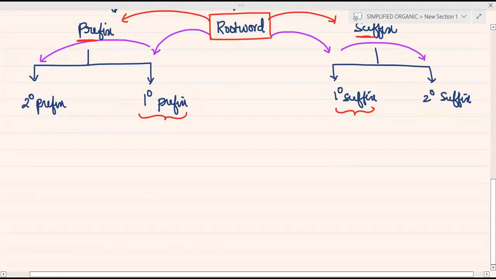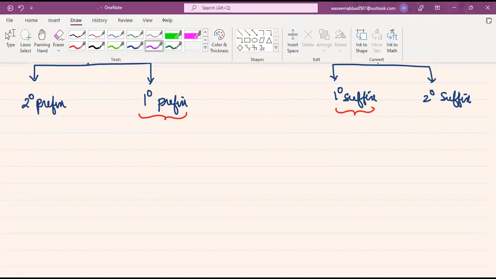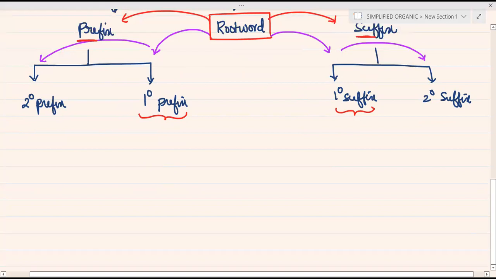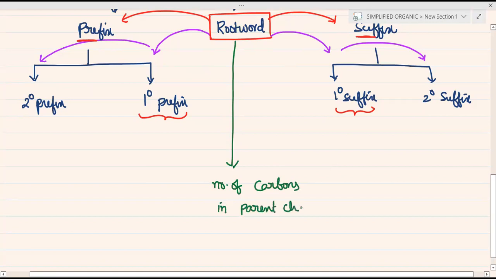So in total there are 5 parts of IUPAC: secondary prefix, primary prefix, root word, primary suffix, and secondary suffix. Each and every part of IUPAC will give some information. For example, the root word will give you the information of the number of carbons in the parent chain.